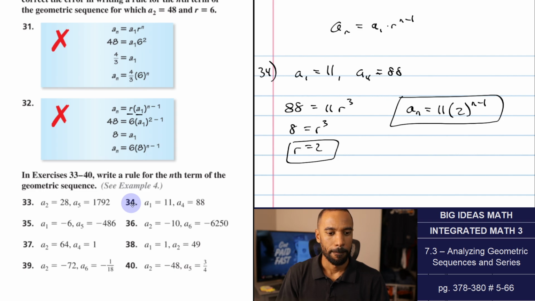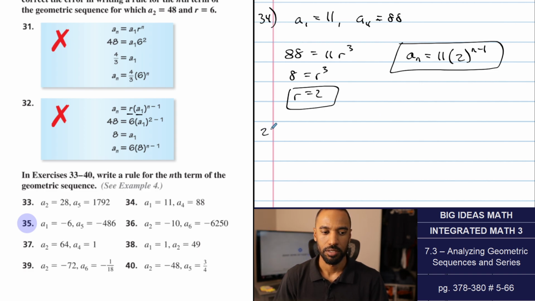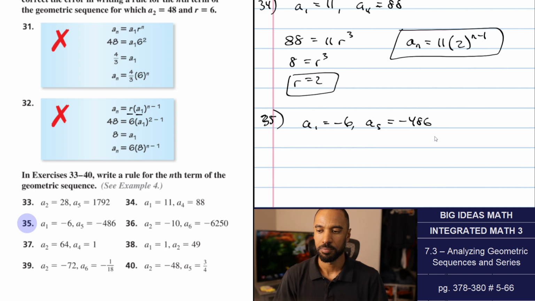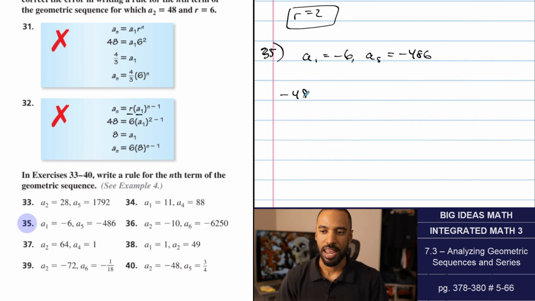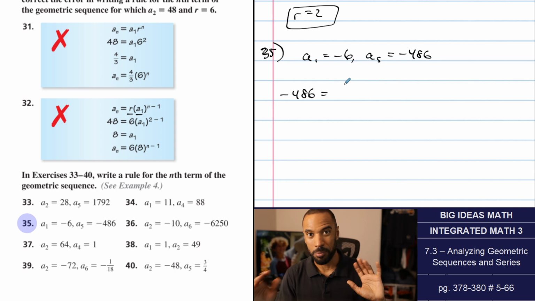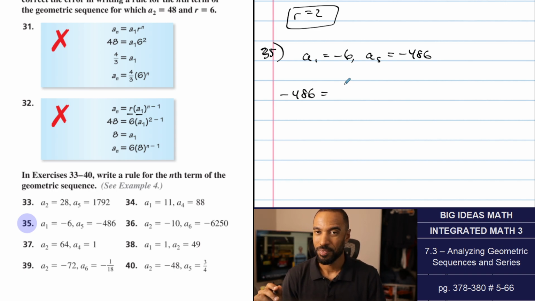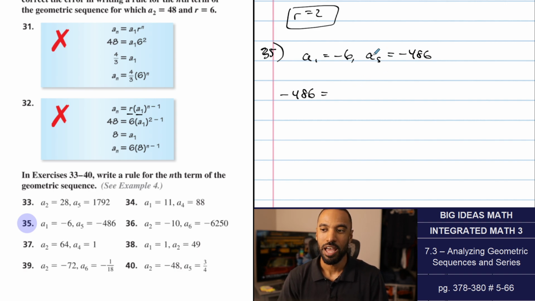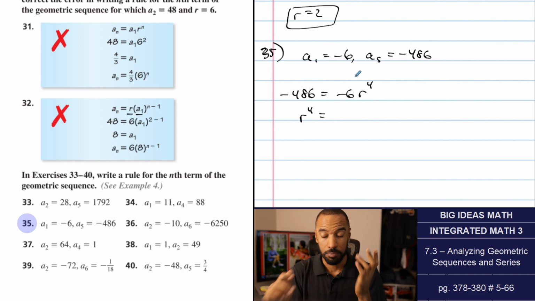Okay, number 35. You also have the first term. Whenever you have the first term, use it. First term is -6. Fifth term is -486. So I'm not even doing elimination or substitution. If I have the first term, I'm not using one of those methods. Well, sort of. I'm going to take my first term and plug it into the equation. We just need to find r based off this. This is the 5 minus 1 power going on here. Divide by -6. You get r to the fourth equals 81.